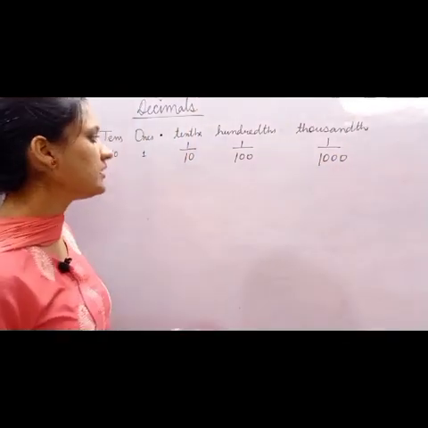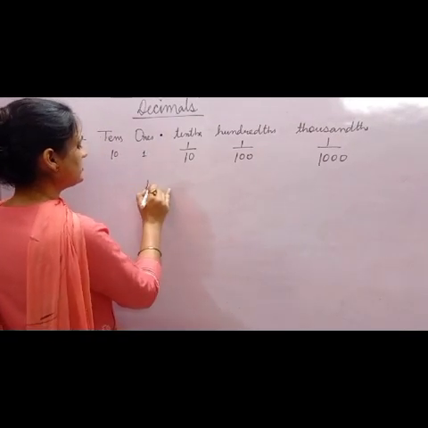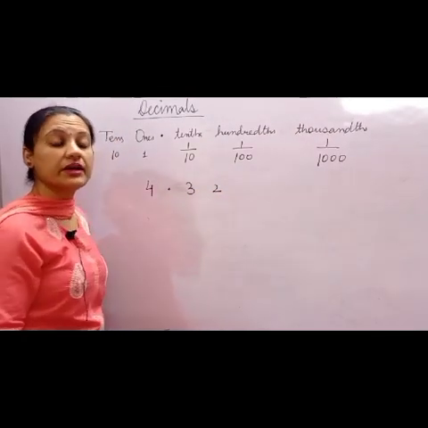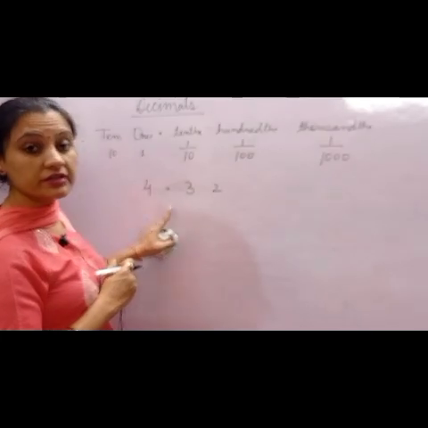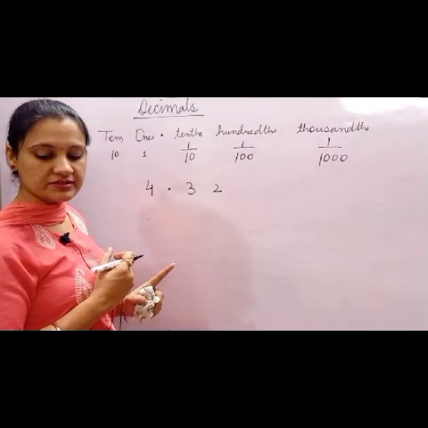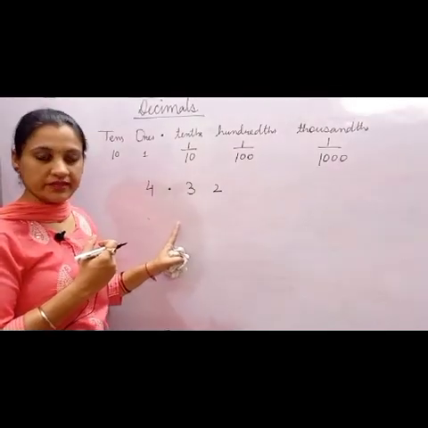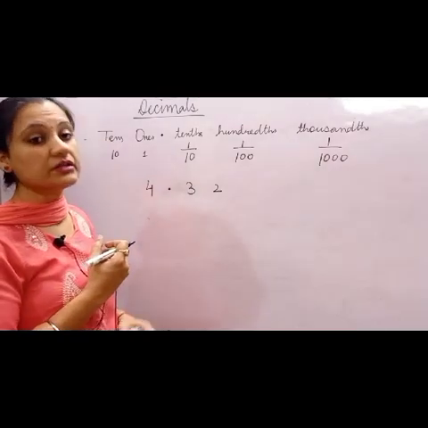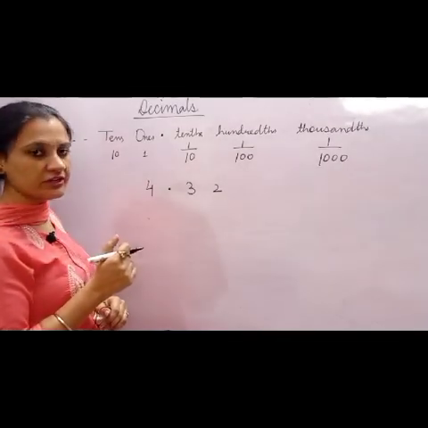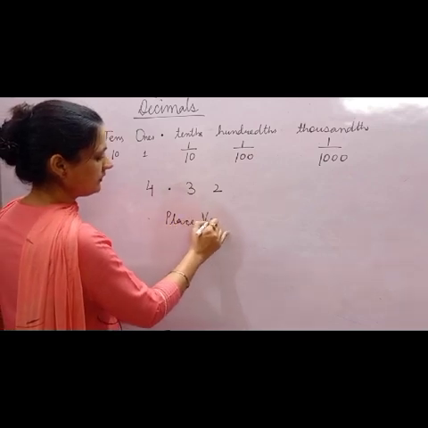I hope you understood. Now suppose I write down any number, like 4.32. How am I reading this number? I am reading it as four point three two, not four point thirty-two. This is the right way to read the decimal, that is four point three two, right? Reading it as four point thirty-two would be wrong, right? Now if somebody asks you what is the place value of 3, so what is the place value?